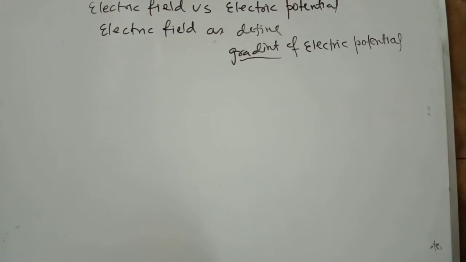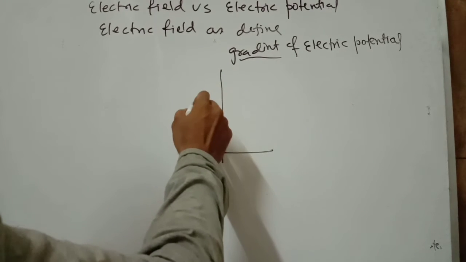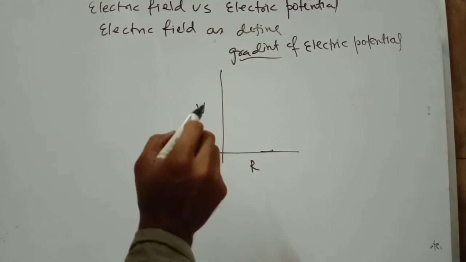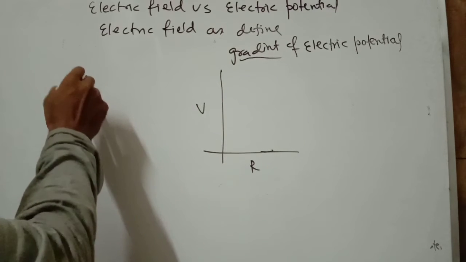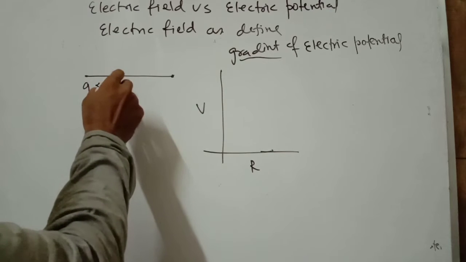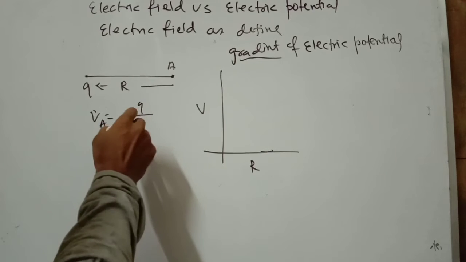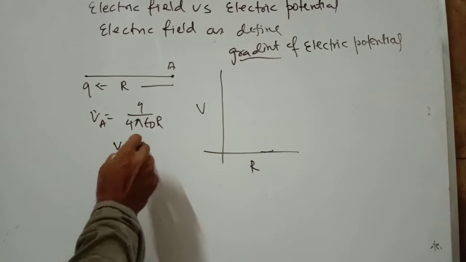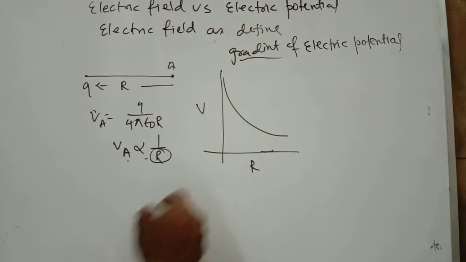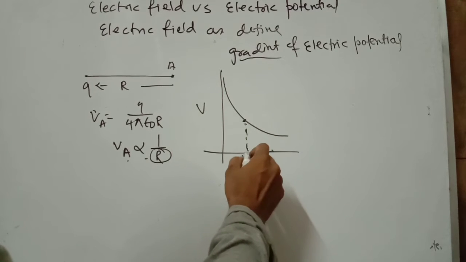So what is the meaning of gradient? The gradient of electric potential means when you draw the graph of potential versus r, the potential depends upon distance from the charge. As I already told in the previous lecture, for a charge Q, the potential at r is Q by 4 pi epsilon naught r. So V is inversely proportional to r, that means potential depends upon r.